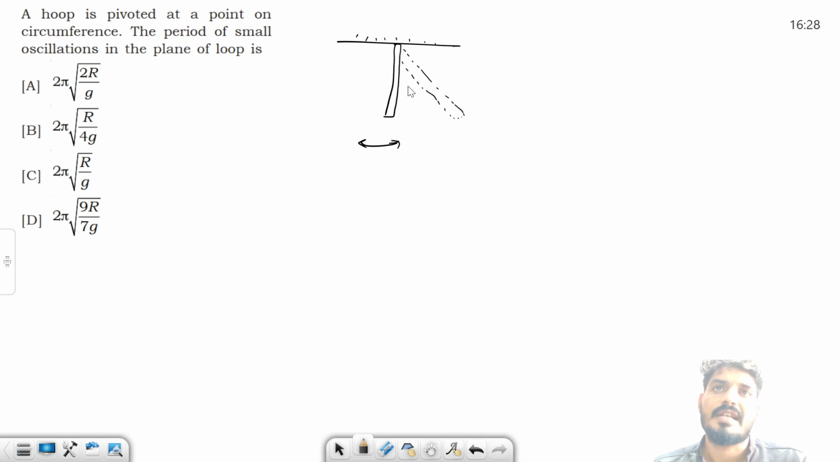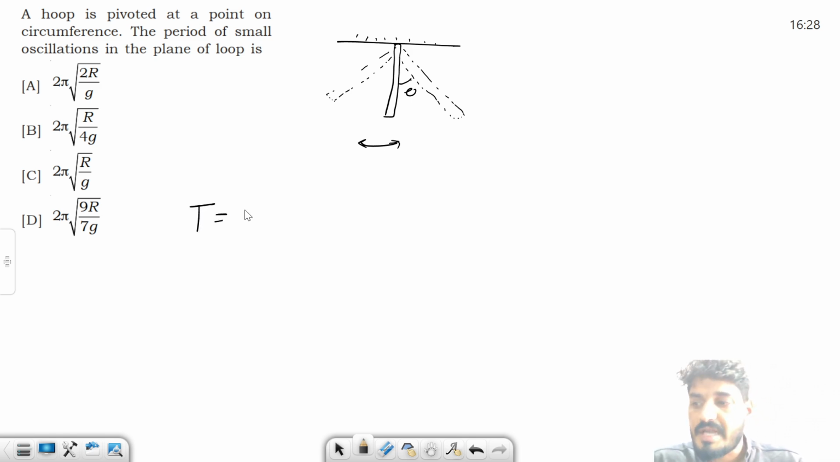This is oscillating like this with some angle theta. Okay, this is oscillating like this. Then you have to find out the t. For these kinds of questions, I'll suggest you cannot derive everything. So what you can do, just directly remember the formula for how to find out the t.